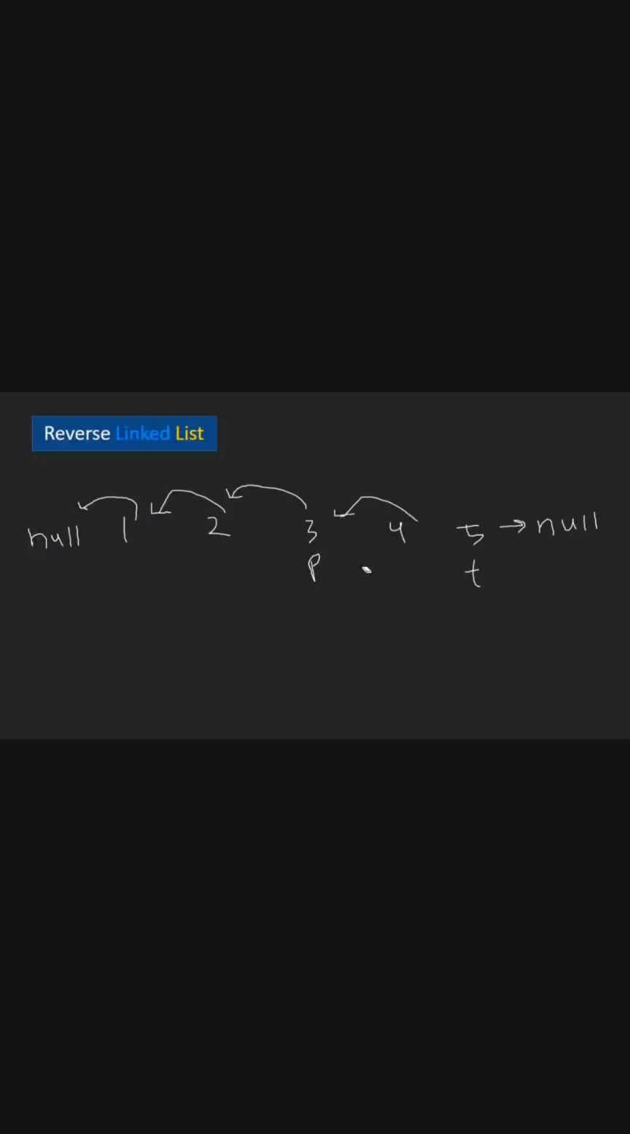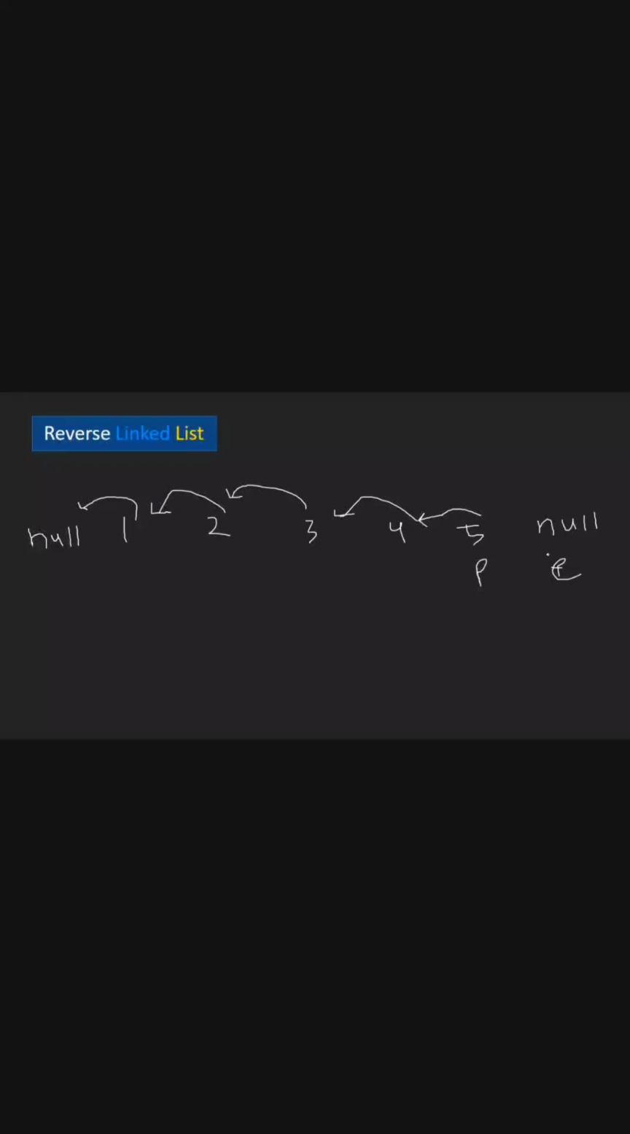Let's move prep to current and current to temp. So prep will point here and current will point here. Let's keep track of the next node. Next is a null node. Now let's connect current to prep, and let's move prep to next and current to next. So prep will point here and current will point to this node. We have to remove this.